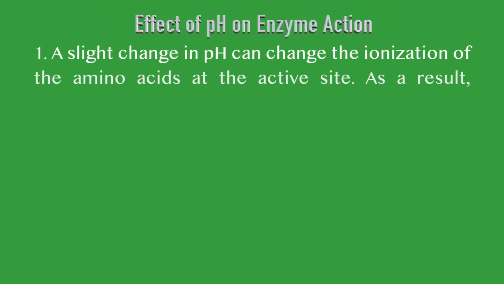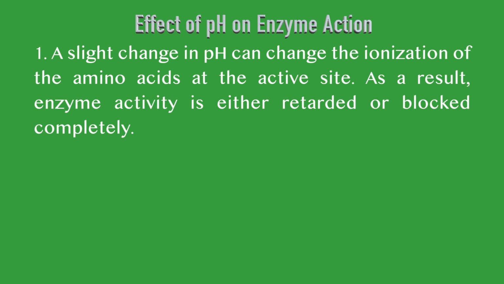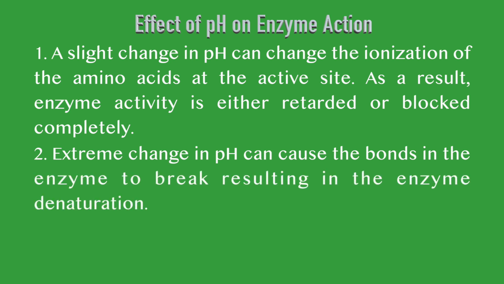Now, what are the effects of pH on enzyme action? Number one, a slight change in pH can change the ionization of the amino acids at the active site. As a result, enzyme activity is either retarded or blocked completely. Secondly, an extreme change in pH can cause the bonds in the enzyme to break, resulting in enzyme denaturation or the destruction of enzymes.